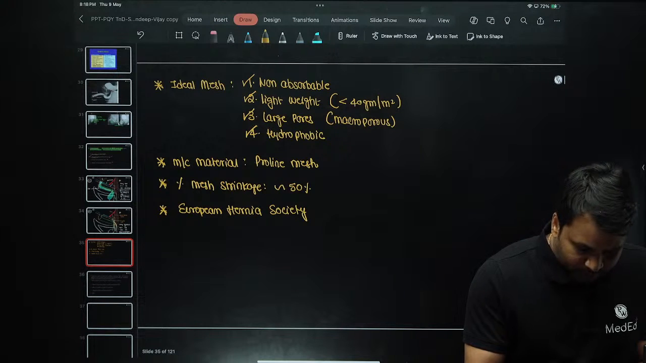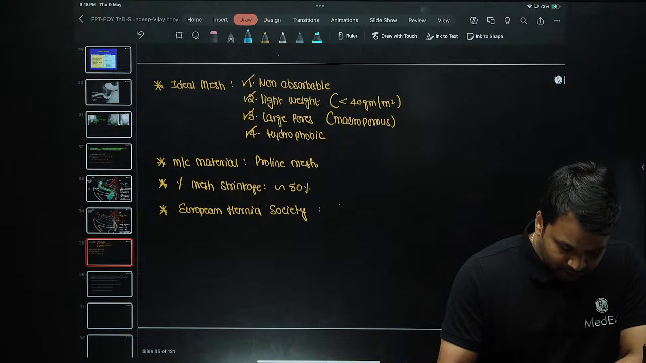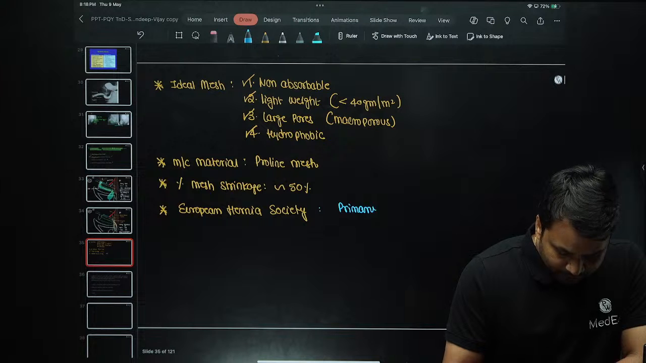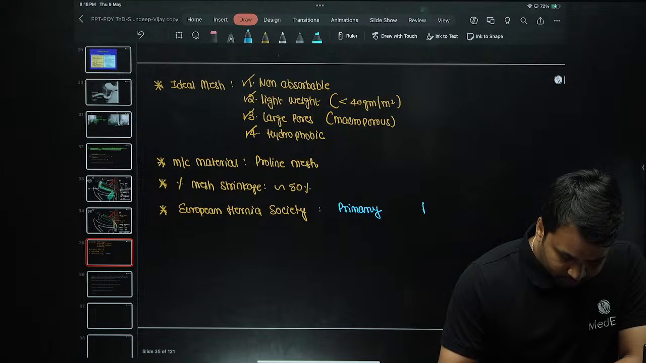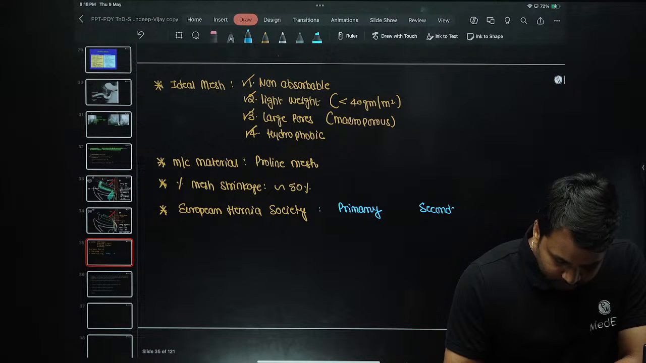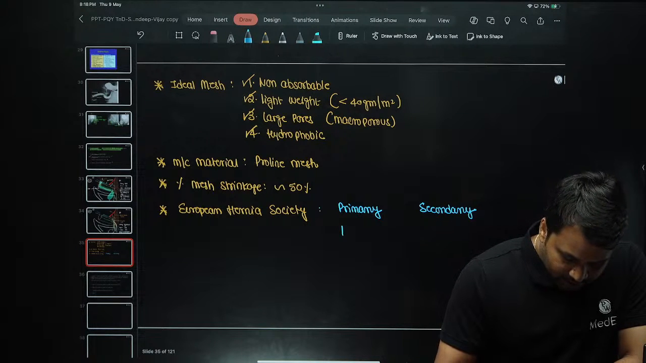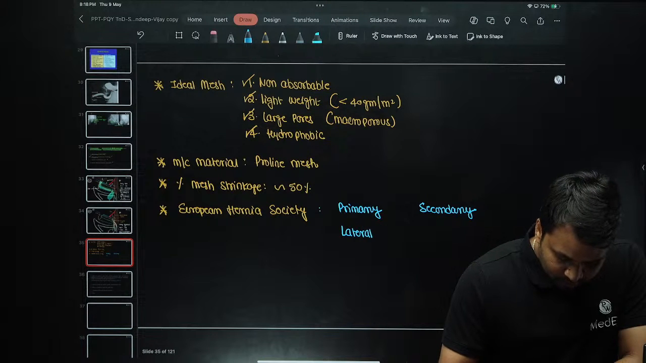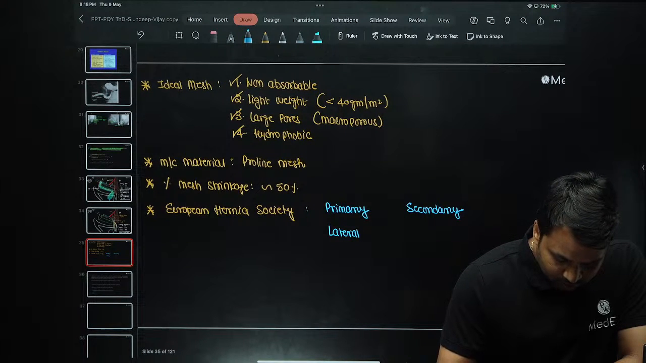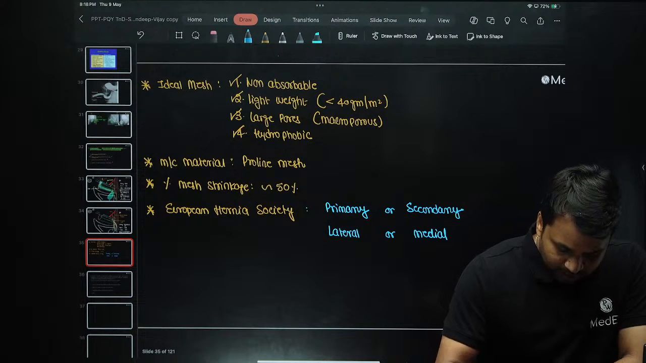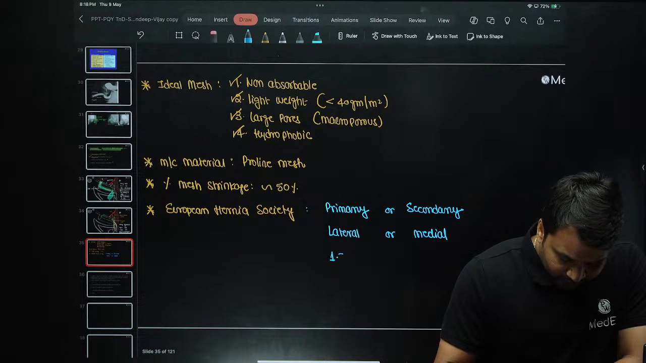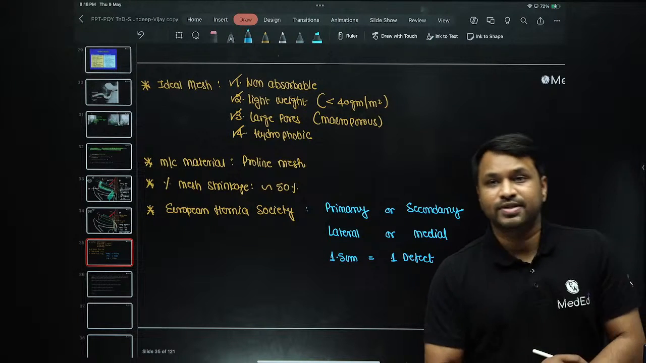According to the European Hernia Society, the classification is done whether it is a primary, secondary or recurrent hernia, whether it is a lateral or medial hernia, that is midline. And the defect is given as 1.5 centimeters equals 1 defect.